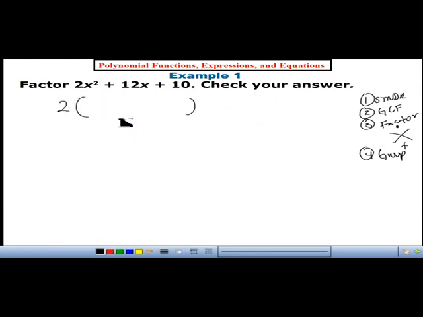So we factor out the 2. That's our GCF. So we're done with step 1. Step 2, let's rewrite this. 2x squared divided by 2 is x squared. 12x divided by 2, that's 6x. And 10 divided by 2, that's 5. Okay. Let's go to step 3. Step 3, we factor.